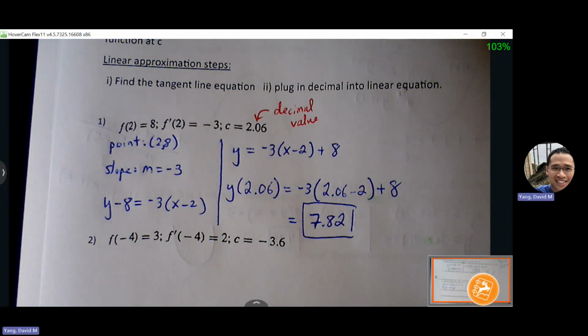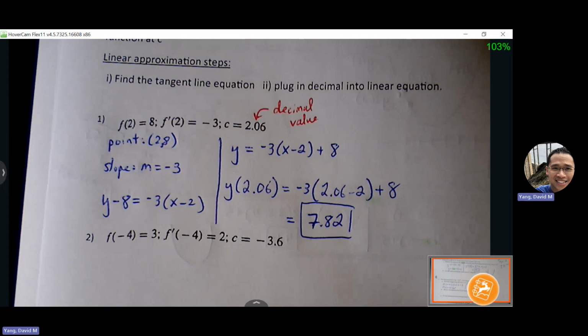Okay, so 2, 3, and 4 are the same process. Are we okay with 1? Okay, let's go to page 3. I'll do one of these with you.